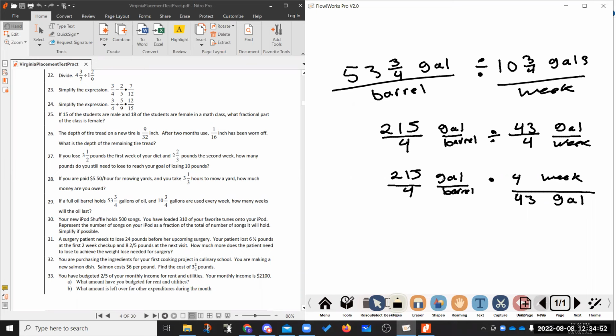Okay, gallons are going to cancel with gallons. 4 is going to cancel with 4. 43 is going to go into 215 evenly. 43 goes into 215 exactly 5 times. So our answer is going to be 5 weeks exactly.